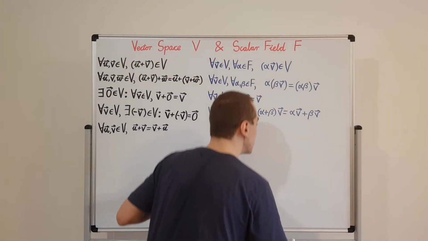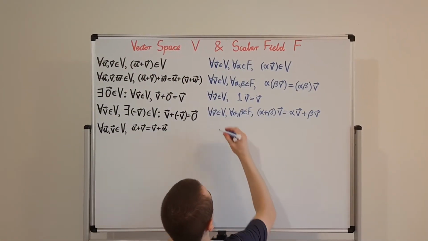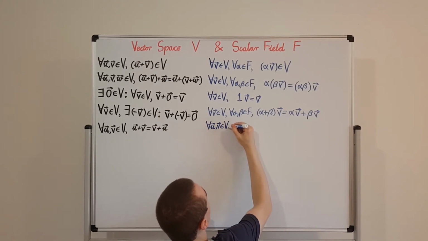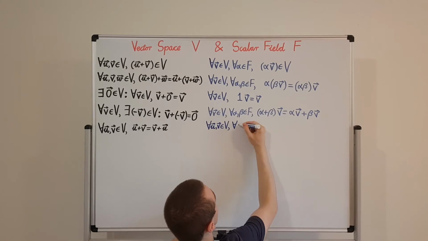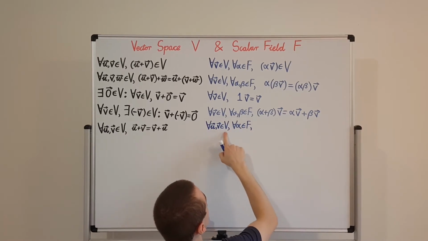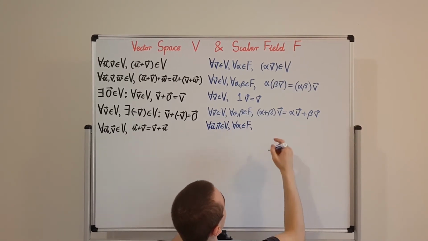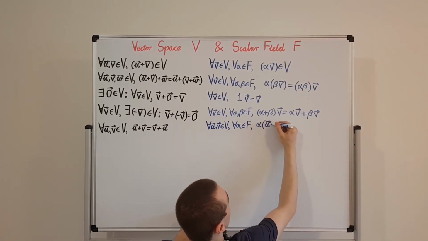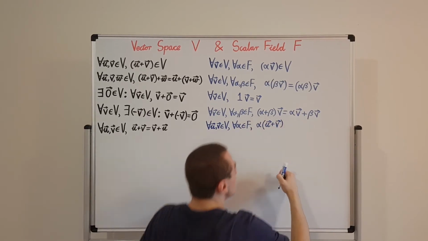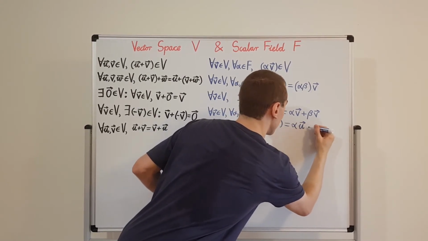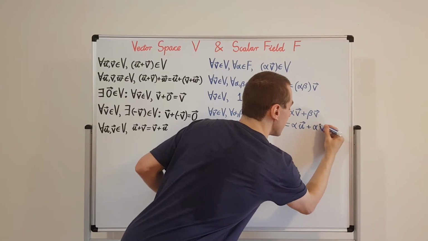Now let's have a look at a very similar axiom, but it's not quite the same. So we're going to need two vectors for this one. So let's take u and v to be our vectors in the vector space. And we're just going to need one scalar for this axiom. So let's take that to be alpha. And alpha is in the scalar field. So we have u and v in the vector space and alpha in the scalar field. Now, if I take alpha and I use that to scale the sum of u and v, that's the same as individually scaling these. So we have alpha scaling u, and then we have alpha scaling v.